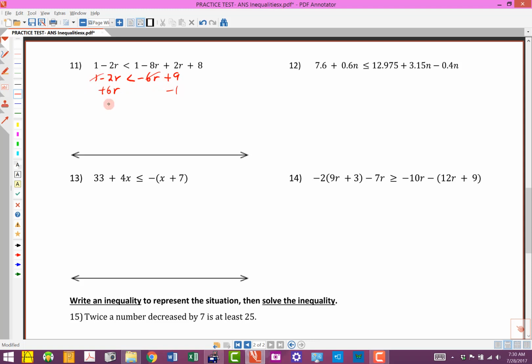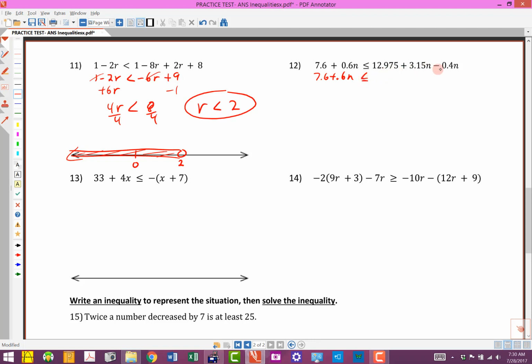So let's see, we get 4r and less than, because all we were doing is adding and subtracting. We get an 8 right here, so we'll divide by 4, and this works out pretty nicely. We're dividing by a positive, so we don't change the direction. So we've just got r is less than 2, so 0, 2, don't fill it in, and we're going to shade less than, so shade to the left. This one here is a little more complicated, so let's see what we've got. Nothing to change here.